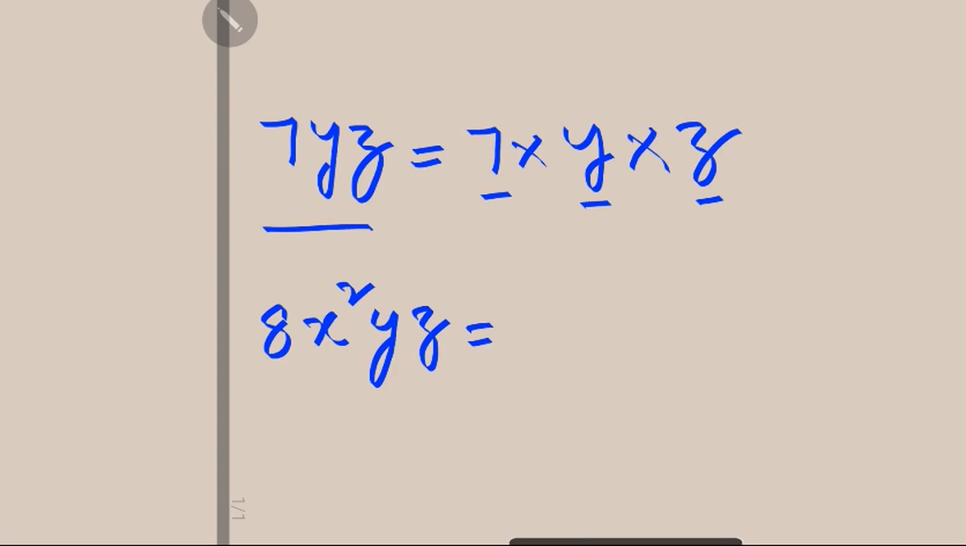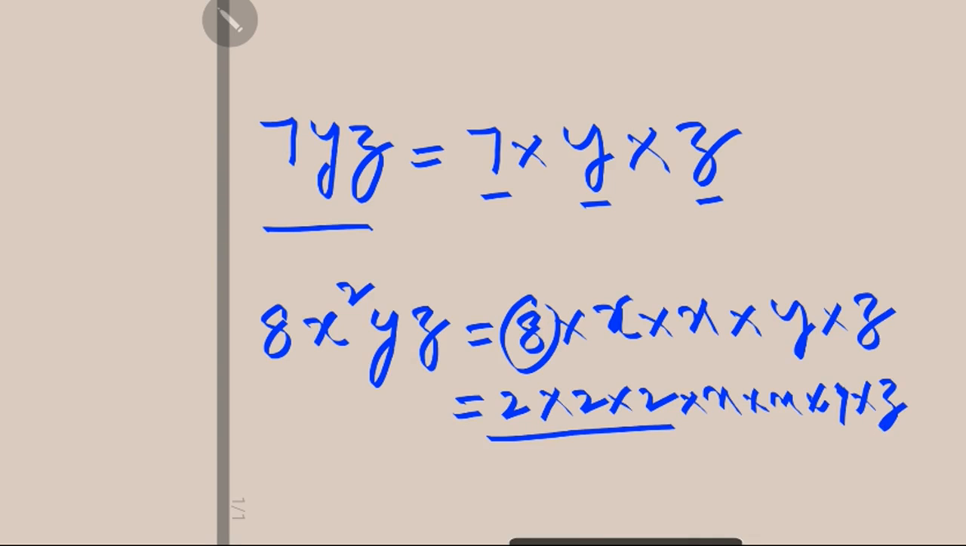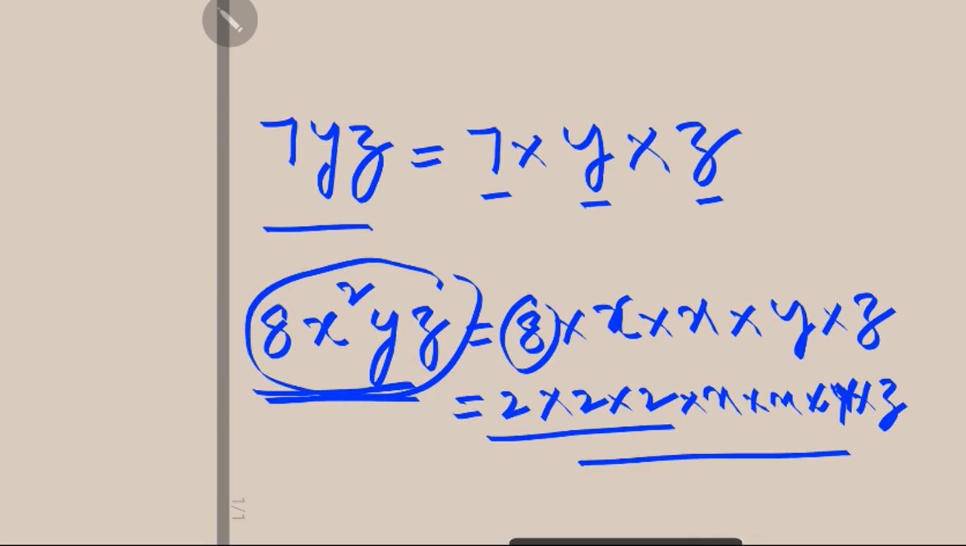And for 8x square yz, how can we write it? We can write 8 into x into x, because x square is x into x, into y into z. Here these all are factors. Even in the place of 8 we can write 2 into 2 into 2, at the same time x into x into y into z. This is the factorization of this one. These all, 2, x, y, z, are factors of 8x square yz. So in this way we can factorize single terms.